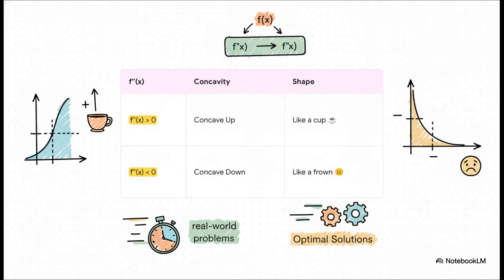And the rule for finding it is actually super simple. If the second derivative is positive, the graph is concave up, which looks like a cup. If the second derivative is negative, it's concave down, like a frown. So that point of inflection, the point where it switches between the two, well, that has to be the exact spot where the second derivative is 0.